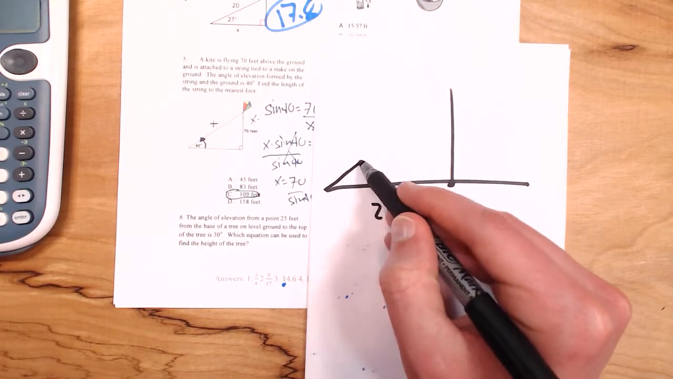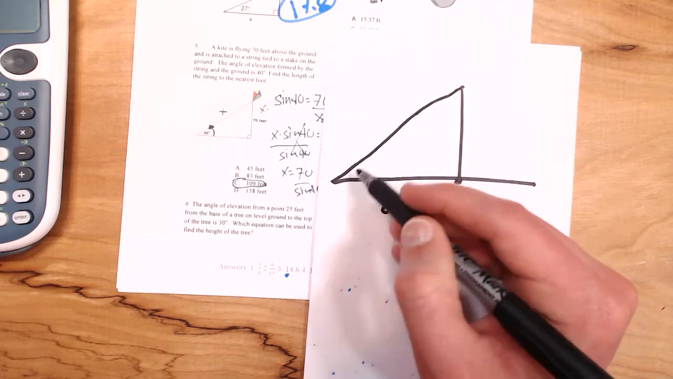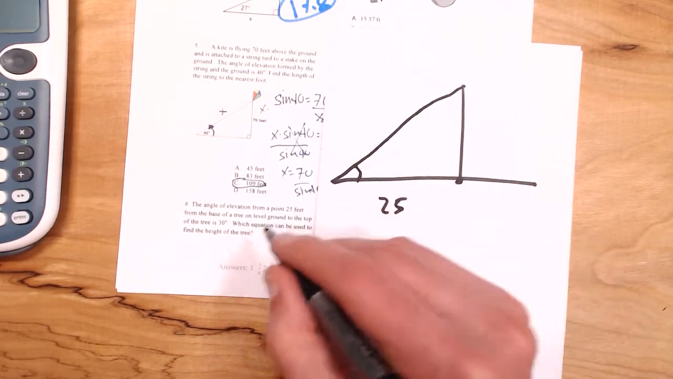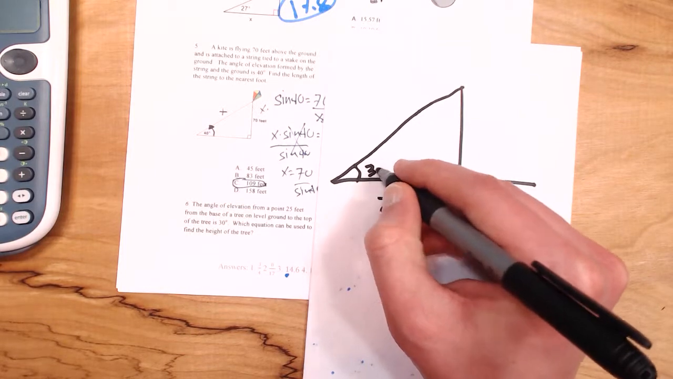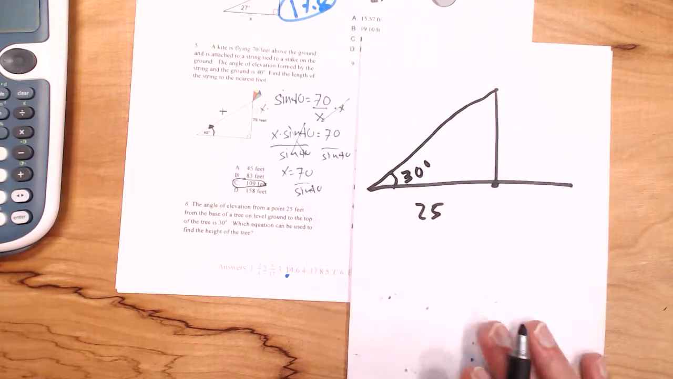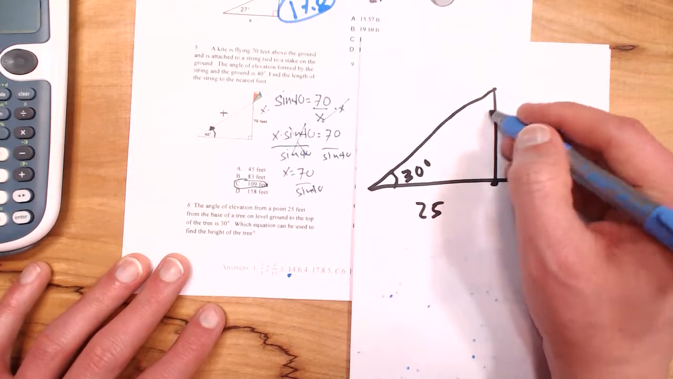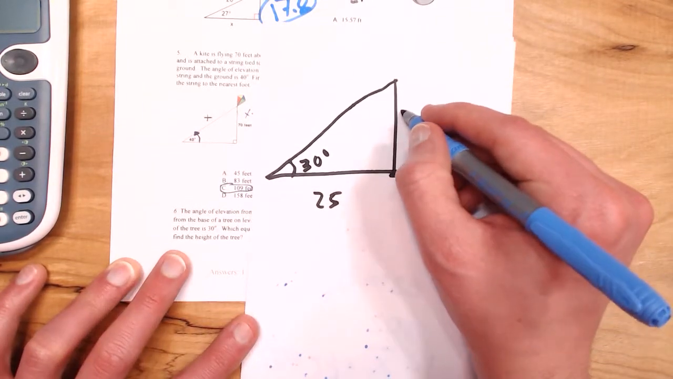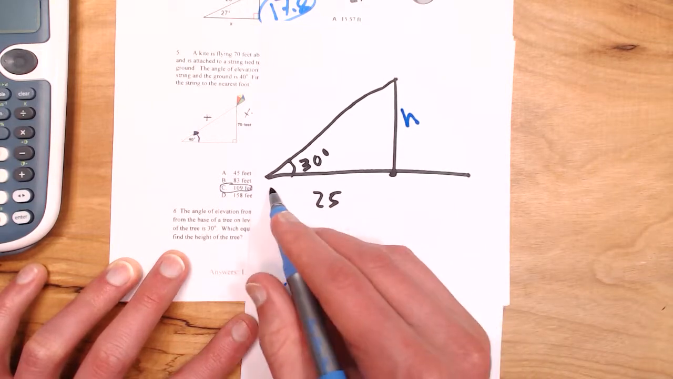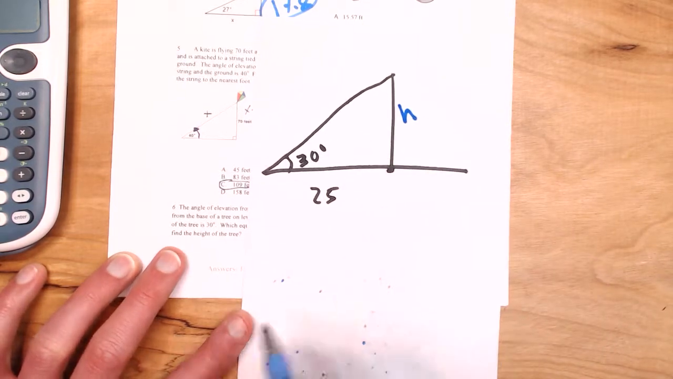And my angle of elevation is going to look like that. It's like you're looking up at the tree. So it says in our problem the angle is 30 degrees. And it says which equation can be used to find the height of the tree. So this is our tree here, and the height is going to be h. All right, so we have 25, h, and 30.